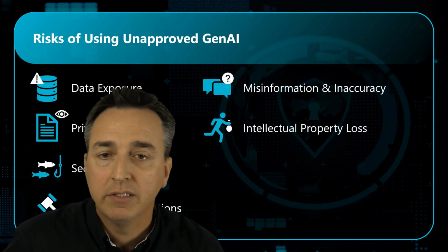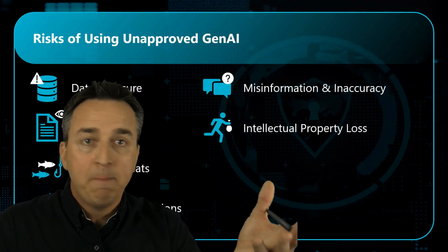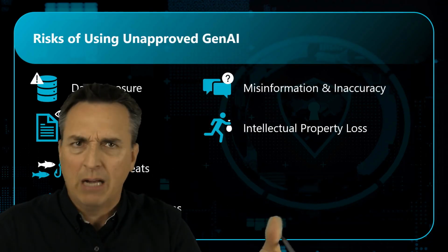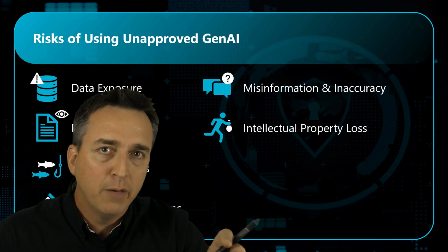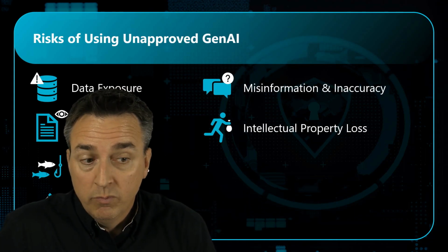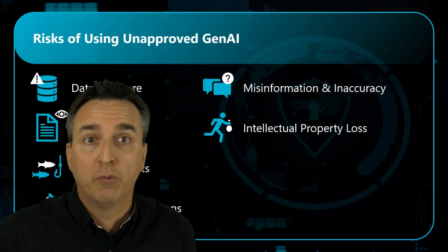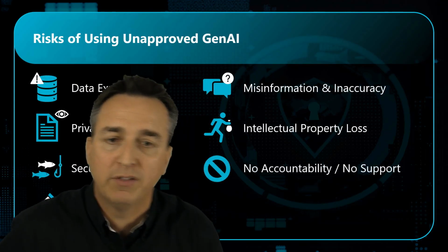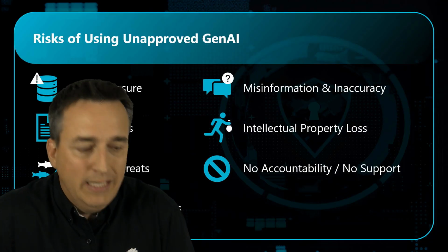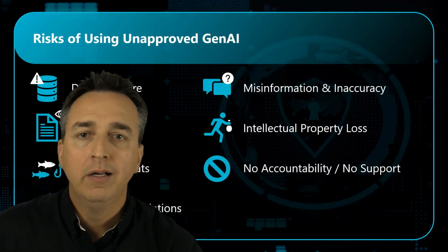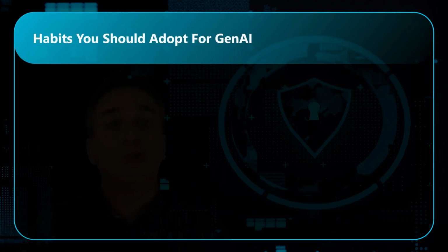Intellectual property loss. Think about it. You upload something to that Gen AI tool, your ideas, your code, your documents. Is that really being protected? Right? So those unapproved tools might be stealing that, harvesting that information. Therefore, your intellectual property is now out the door. And lastly, there's no accountability or support, meaning if something goes wrong, your team is unaware of the tool because it's an unapproved tool. They're not monitoring the tool, therefore they can't do what they need to do to protect you and your organization.